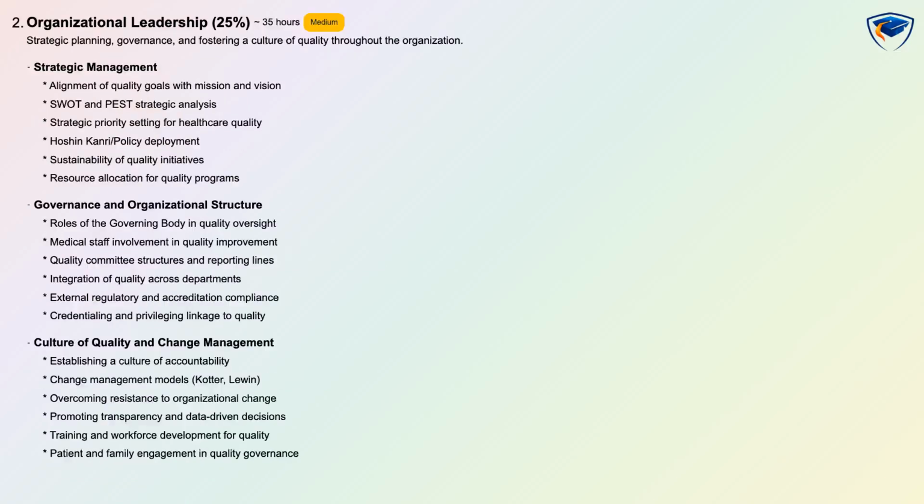Organizational leadership is weighted 25% and focuses on strategic planning, governance, and fostering a culture of quality across the organization. This medium difficulty domain requires about 35 hours of study and uses both conceptual and scenario-based assessment to evaluate alignment of quality goals with mission and vision. Strategic tools like SWOT and PEST, HOSH and Canary policy deployment, and sustainability and resource allocation for quality programs.